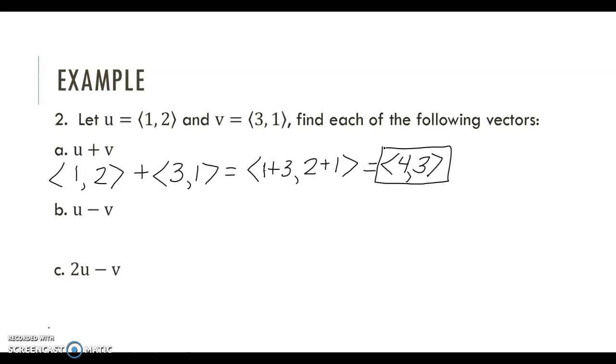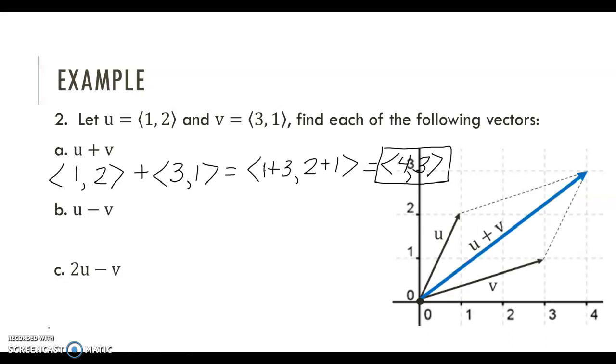So what does this look like geometrically? Let me show you a picture. I have vector u, which has components 1, 2, so it's over 1 up 2, kind of like a slope, and vector v that has components 3, 1. Notice I set up my parallelogram, their initial points were placed together, and this blue vector here is my resultant vector, and that's the vector 4, 3. Okay, so that's how that vector addition works.